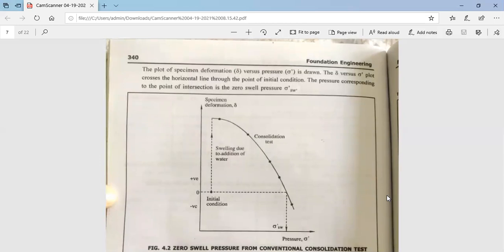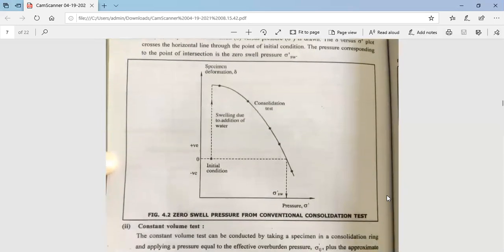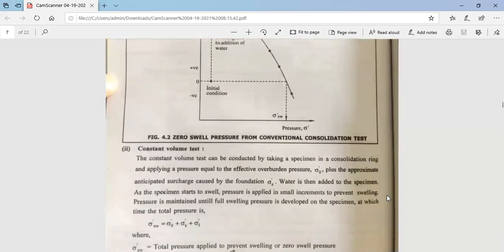The delta versus sigma dash plot crosses the horizontal line through the point of initial condition. The pressure corresponding to the point of intersection is the zero swell pressure, sigma dash SW, as you can see in this figure, which is the zero swell pressure from the conventional consolidation test.